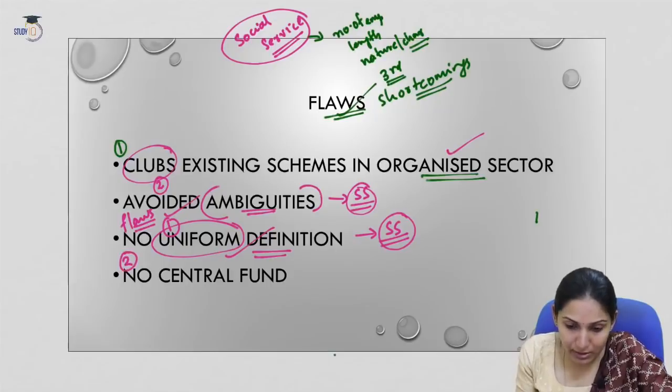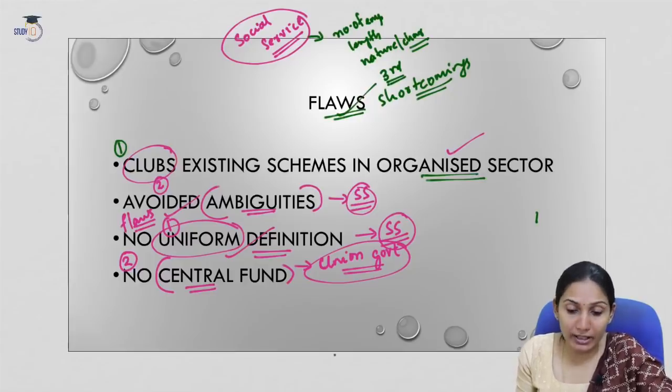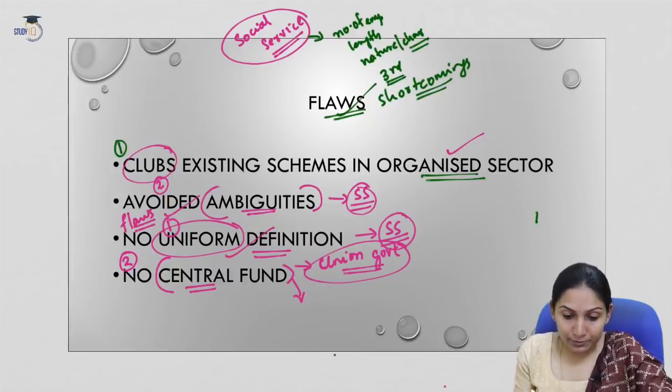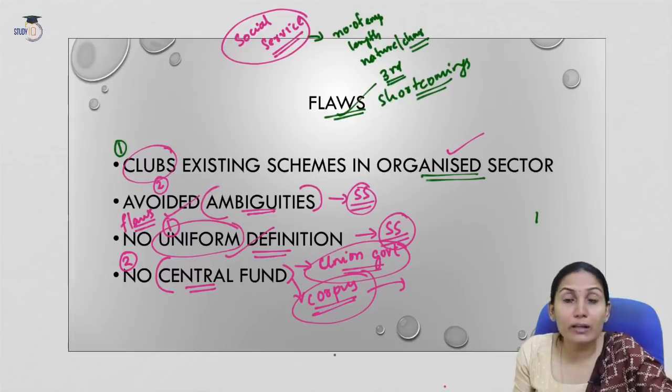The second one is that there is no central fund. No central fund means that the central government or the union government does not set aside any fund for the provision of Social Security benefits. So with no central fund, the corpus is proposed to be split into numerous small funds for the provision of Social Security. When the corpus is split into a very large number of small funds, this will create multiplicity.